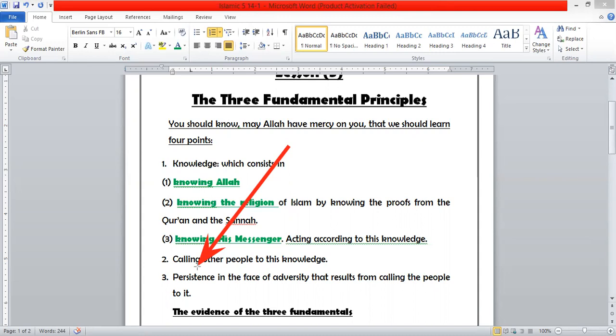So, be persistent. When you call someone to your own idea, be strong. Never be demotivated. So these three fundamental principles are there for each Muslim, man and woman. Knowledge is there, calling other people towards the knowledge, and being strong in the path of Allah. So does everybody understand this thing? Everybody understand this thing? Yes, sir. Okay.